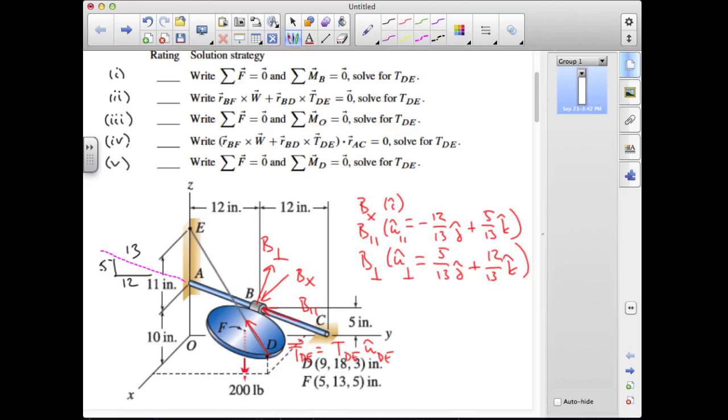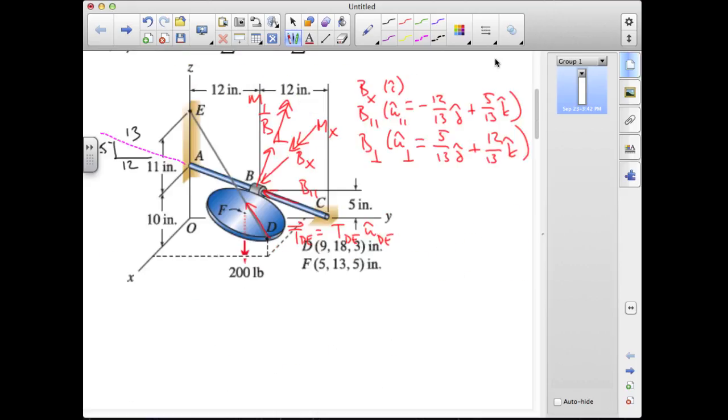Okay, now we're also going to have moment reactions. This is not a self-aligning bearing, and so we'll have an MX, and we'll have an M perp. So we've got these 5 reaction components at B. So let's note first that we've got 6 unknowns. We have TDE, and we have the 5 reaction components at the bearing.